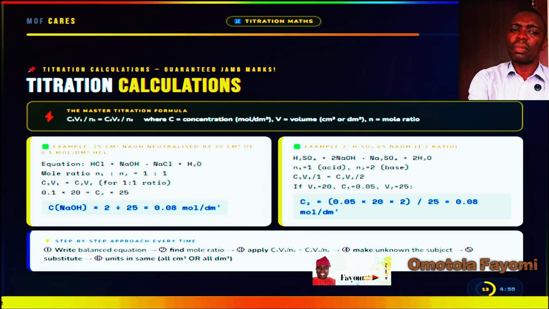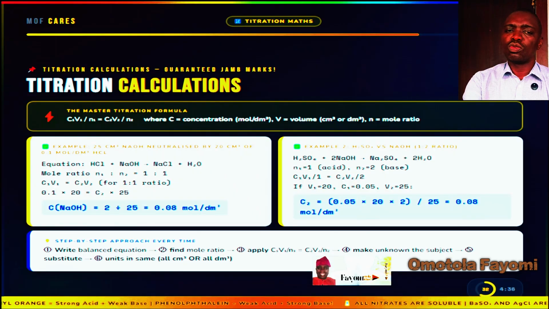Step 2, apply C1V1 equals C2V2 because the ratio is 1:1. Step 3, 0.1 times 20 equals C2 times 25. Step 4, C2 equals 2 divided by 25, equals 0.08 mole per dm cube.